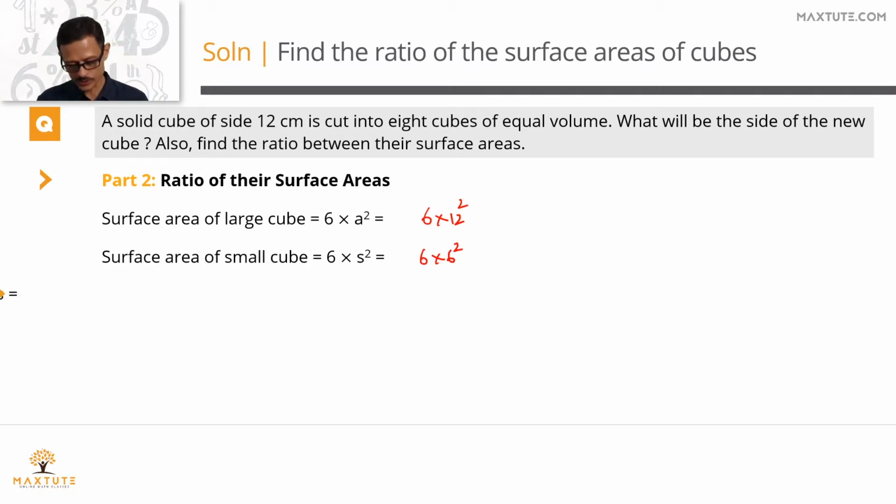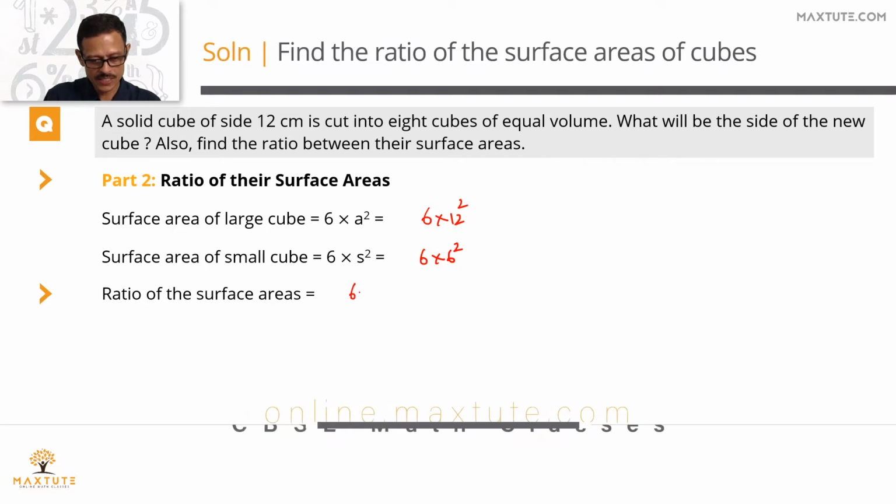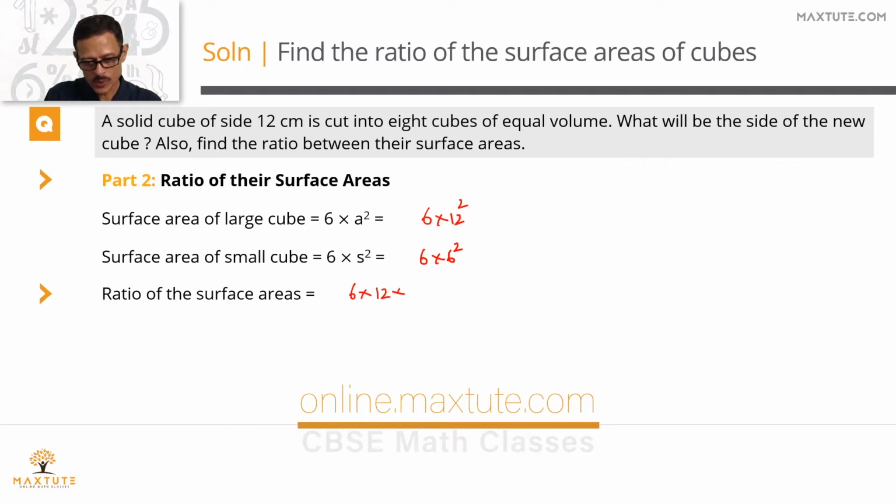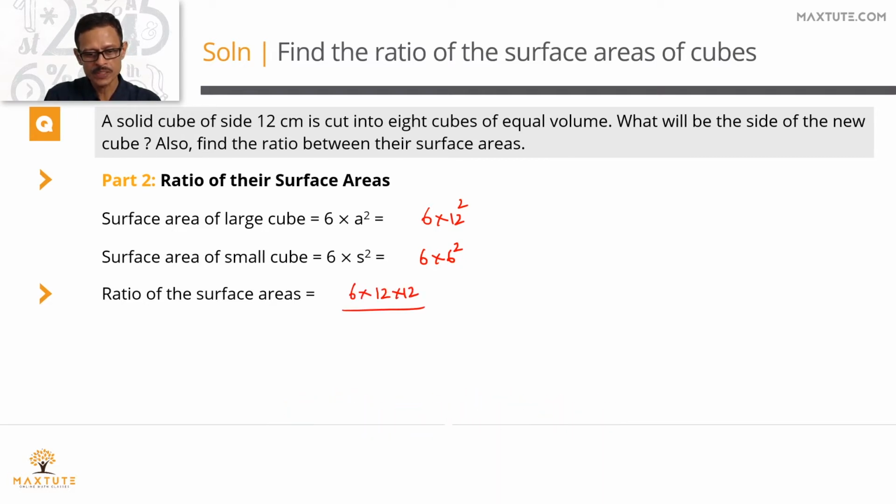We need to compute this ratio. The ratio is equal to 6 times 12 square. We'll write it as 12 times 12 to make it easy to compute, divided by 6 times 6 into 6. Ratio or fraction are one and the same. 6 gets cancelled with 6. 12 and 6 will cancel to leave us with a 2. 12 and 6 will cancel to leave us with a 2. So it's going to be 2 into 2, 4 upon 1 is the ratio. Ratio in a fraction is 4 upon 1. The required ratio is 4:1. Larger cube to smaller cube, surface area is in the ratio of 4:1.